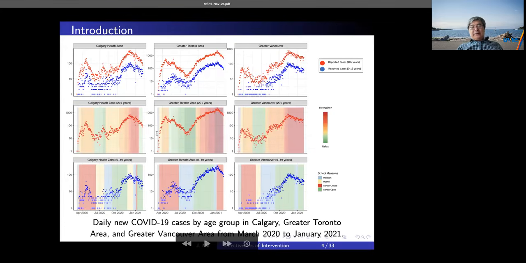Once we have a relaxation, the curve starts to grow. So it's interesting to see what kickstarts it. It's not really school opening. It's actually what mostly changes in the adults.